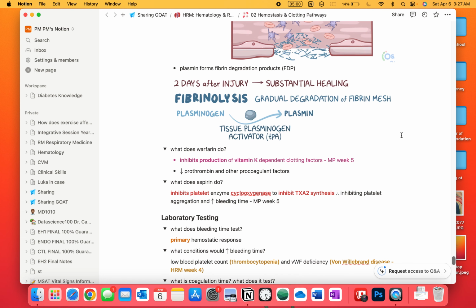So there's that. What does warfarin do? Super important. Warfarin inhibits production of vitamin K dependent clotting factors, decreases prothrombin and other procoagulant factors. Important: warfarin inhibits vitamin K dependent clotting factors. What does aspirin do? Inhibits the platelet enzyme cyclooxygenase and inhibits thromboxane A2 synthesis. Thromboxane A2 is important for aggregation, so it's going to inhibit platelet aggregation and increase bleeding time.